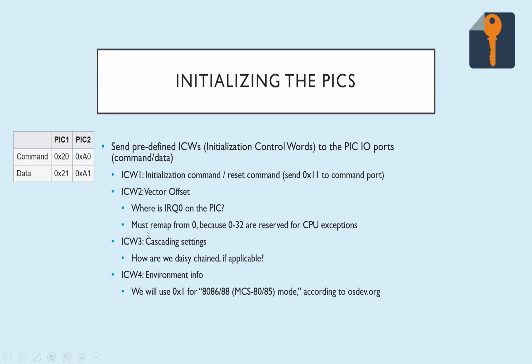After that, we have cascading settings. How are they daisy chained? Because PIC 1 is connected to PIC 2. I think you could probably connect more, PIC 3, PIC 4, PIC 5. ICW3 tells us how this is set up, if it's applicable at all. Number 4 is environment info. I don't really know too much about this. It's pretty vague in most of the things that I read, but we're going to use 0x1, which osdev.org tells us is x86, MCS 8085 mode. Sounds good to me. And can't go wrong with 0x1, whatever. So that's the procedure to initialize the PICs.